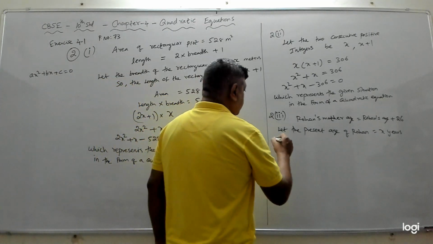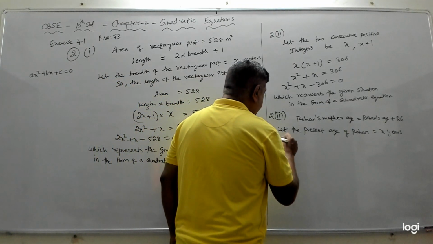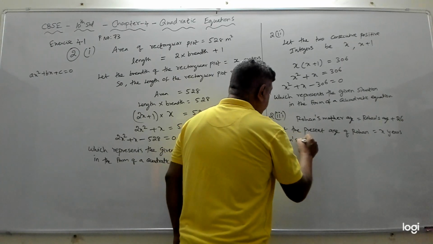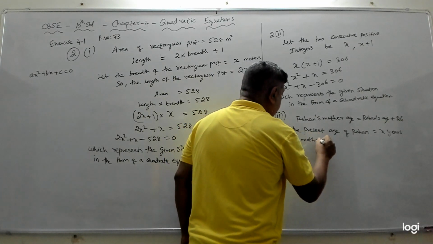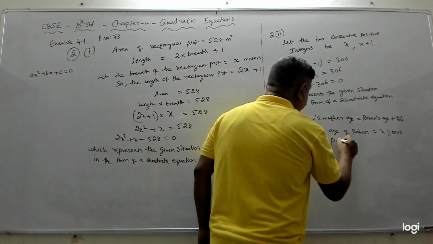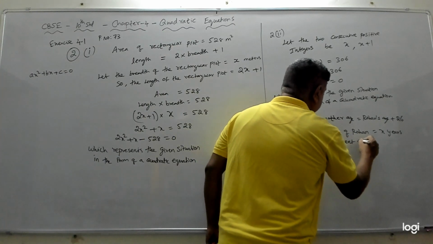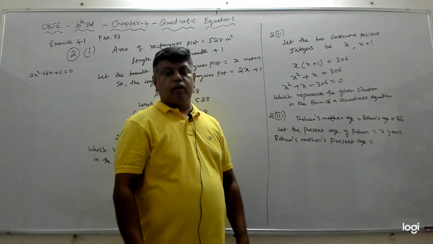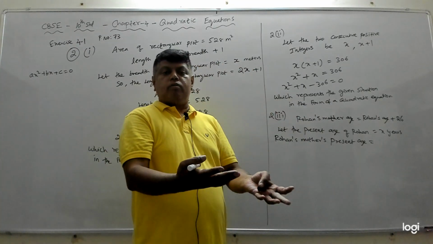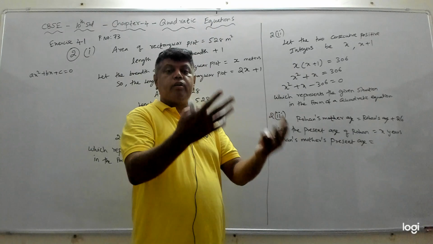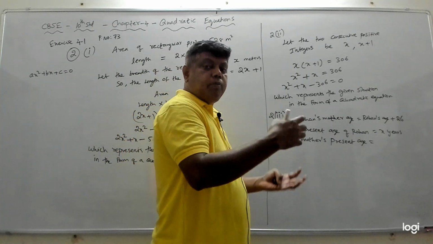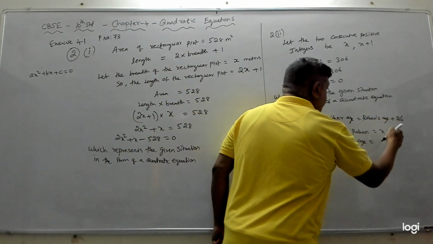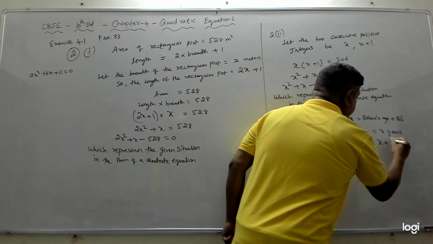So then his mother's present age will be what? Rohan is x years. His mother will be 26 more than Rohan. She is 26 years older than Rohan, which means her age will be Rohan's age plus 26. Rohan's age is x, so it will become x plus 26.